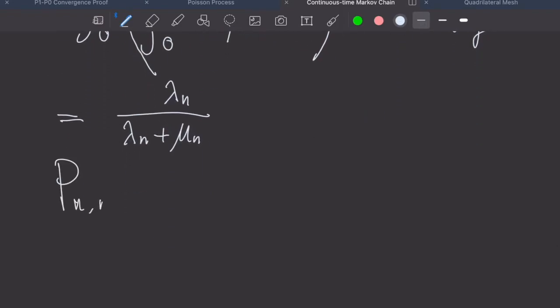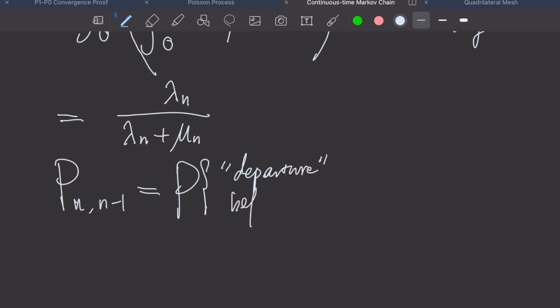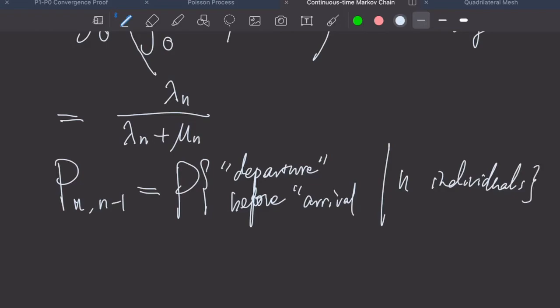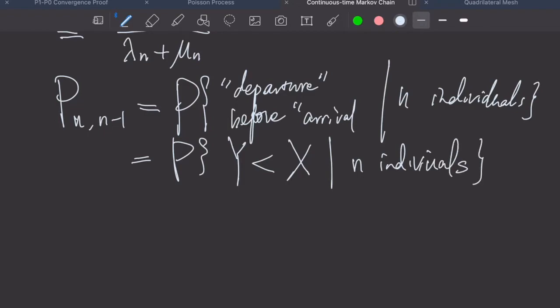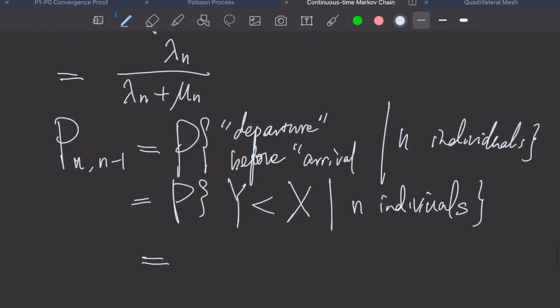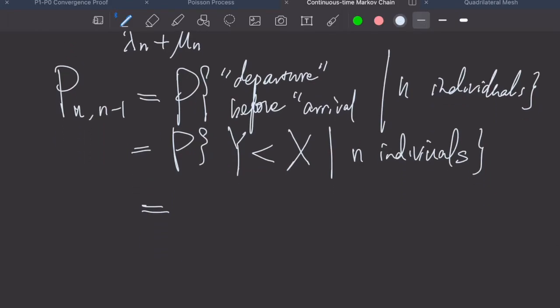Similarly, we can compute p n to n minus 1, this transition probability, which is the probability that a departure comes before an arrival, given there are n individuals in the system. So it's y less than x. Very similarly, we repeat this iterated integral as before, as when we derived the other transition probability. We'll find this is nothing but mu n divided by lambda n plus mu n.